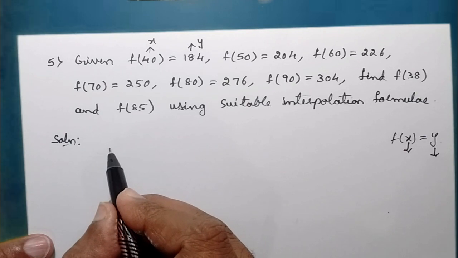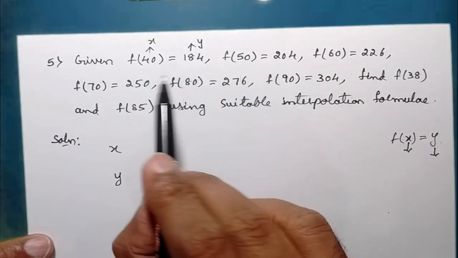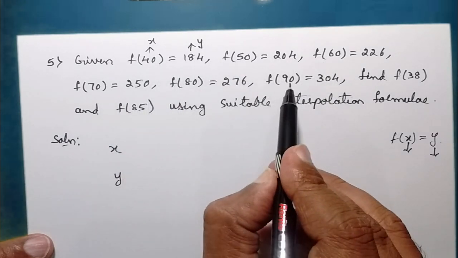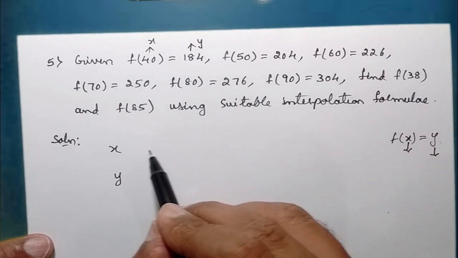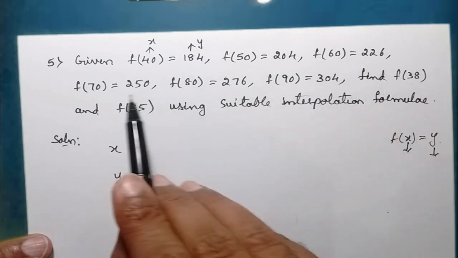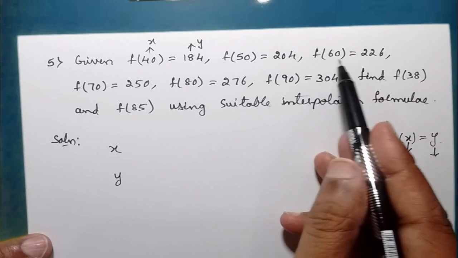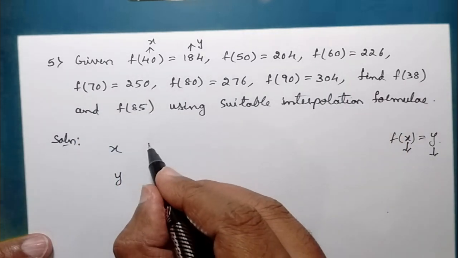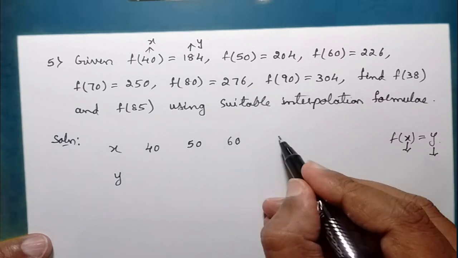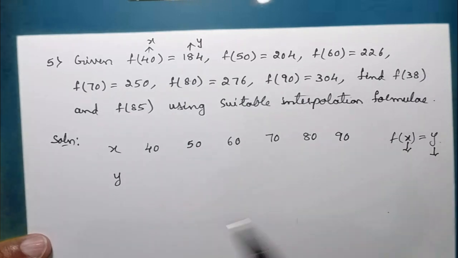So first you write in the form of a table what is given to us, x and y. So these values which are there, see whether they are in order: 40, 50, 60, 70, 80 and 90. They should be in an order from the smallest to the greatest. If they are not given in the order, rearrange in the ascending order and then write down the values. Here they are already in the order form, so you can just write down here 40, next 50, next 60, next 70, next 80 and then 90. These are the values given.